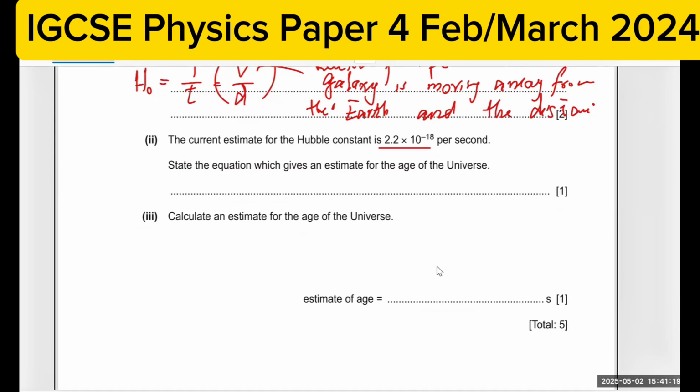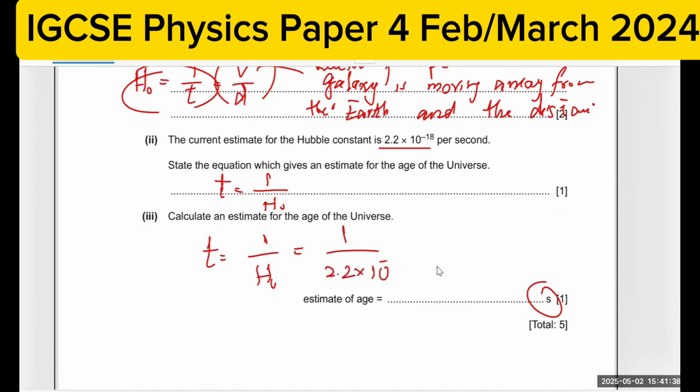State the equation which gives an estimate of the age of the universe. I already wrote it: time is equal to 1 over H naught. Calculate the estimated age of the universe in seconds. We use the same equation and put in the value of H, 2.2 times 10 power minus 18 per second. After calculating, you will get the answer, 4.5 times 10 power 17 seconds. You will get 5 marks.